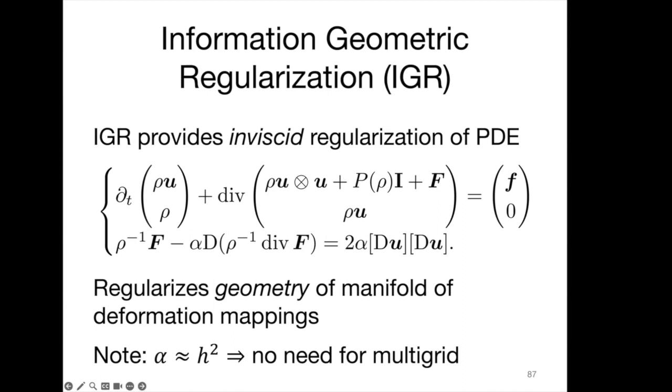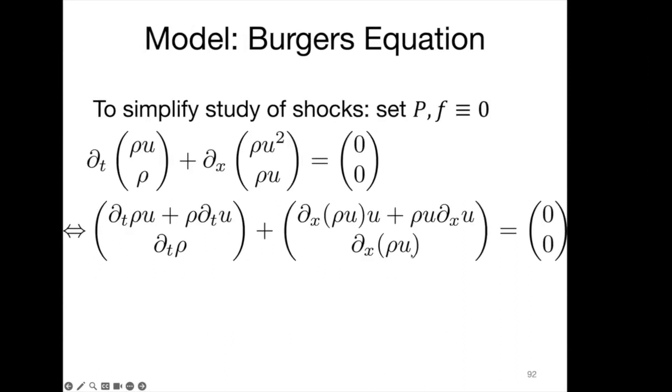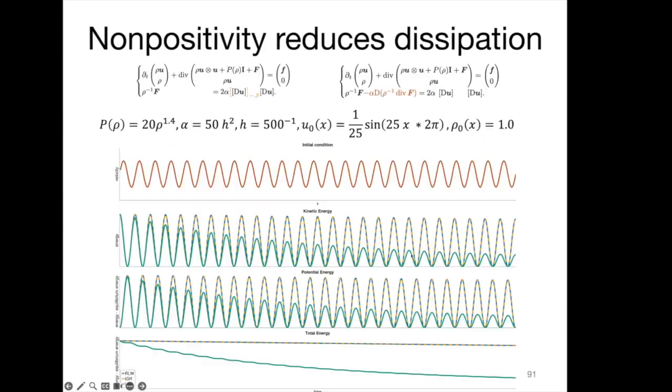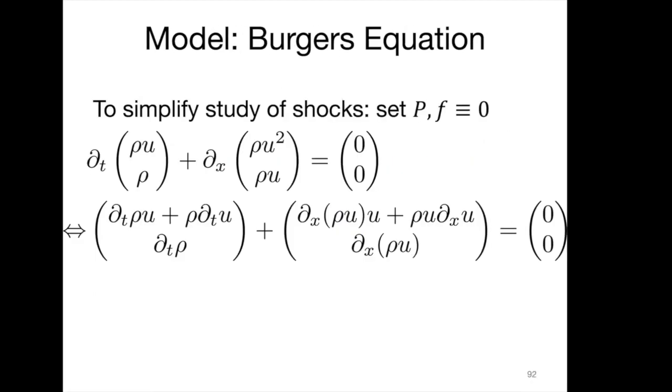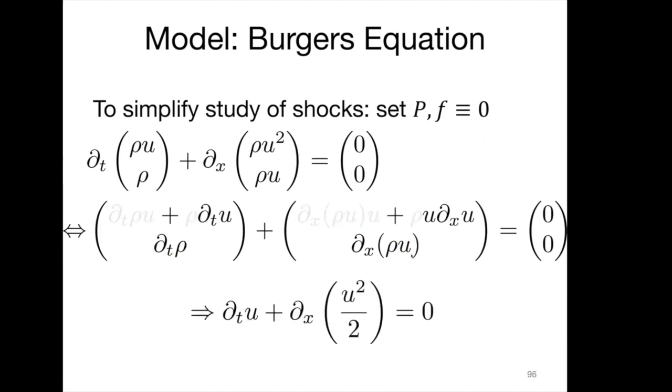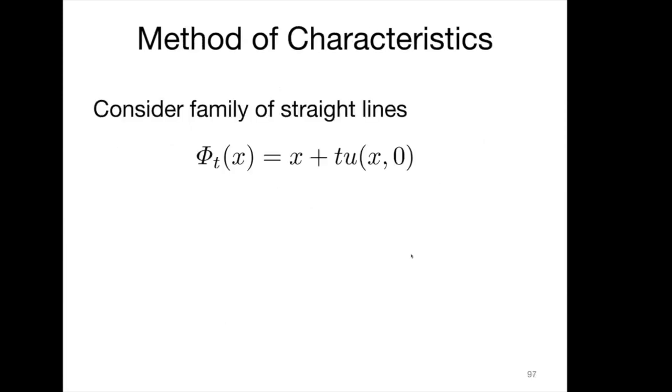So to explain this regularization, we're going to start with the Burgers equation, which is basically a simplified version of the Euler equation where we set the pressure and the force to zero. Then we can do some simplification and obtain the Burgers equation in the form that you have maybe seen in textbooks. And the Burgers equation is typically solved by the method of characteristics.